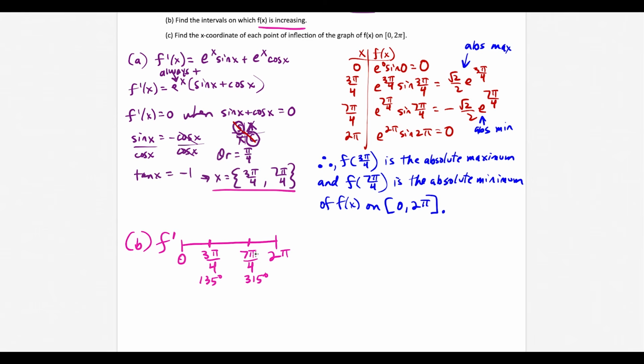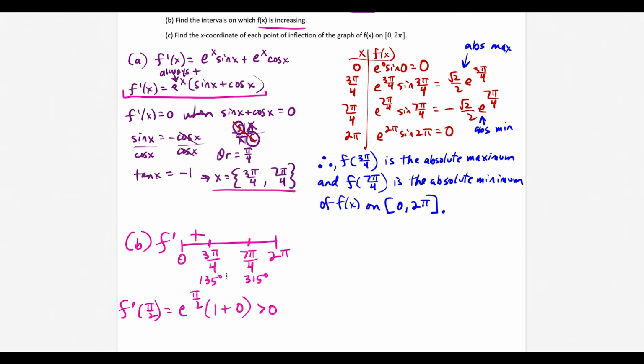Now, I'm writing this just in case it's a little bit fuzzy, but what we want to do here is plug test values into our derivative, into this factored form. So I would plug in something between 0 and 135, like 90 degrees, or pi over 2 radians, which would be really nice. The reason is we would have e to the pi over 2, and then sine of pi over 2 is 1, plus cosine of pi over 2 is 0. And remember, e to any power is always positive, so I have a positive times 1. So this is going to work out to something greater than 0, and this first interval I'm going to label as positive.